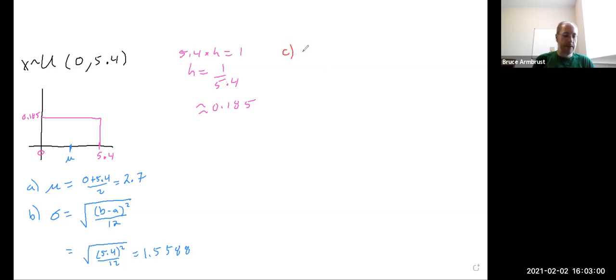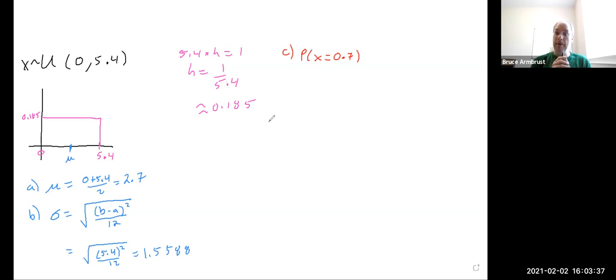Okay, so the next one says, what is the probability that x is exactly 0.7? Okay, so what's the likelihood that you have to wait exactly 0.7 seconds before you see a wave crash on the beach? All right, so what's the answer to this one? Yeah, it's 0. You gotta love this.